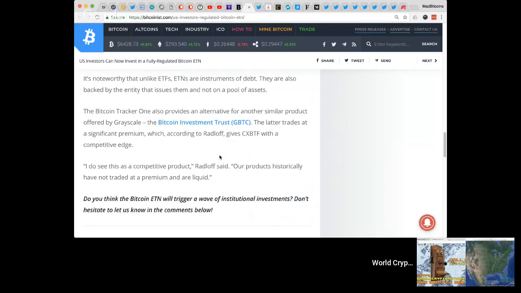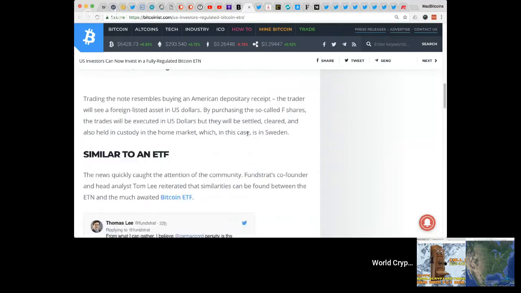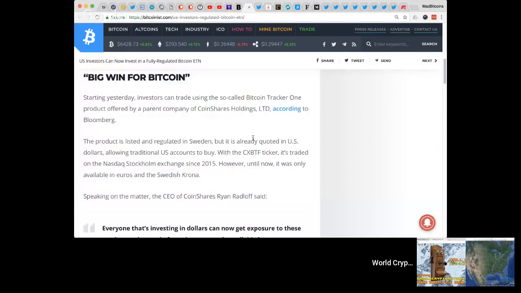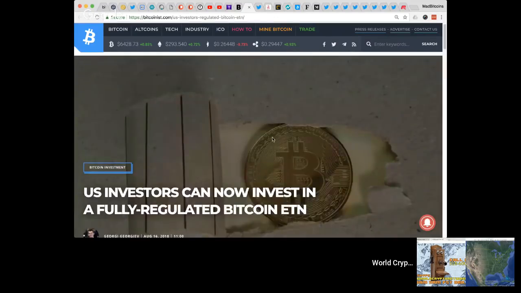The creators of the ETF, who are still requesting permission, do not see this as a competitive product. And they say that their products have not traded at a premium and are liquid, saying that this product is probably not. So interesting moving forward. I'm not sure that an ETN is what we want, or an ETN in Sweden. No disrespect to Sweden. The US just simply has a larger financial market, and if something happens in the US market, we kind of expect it to happen in all the other markets.